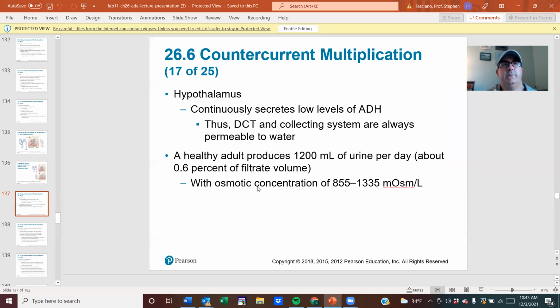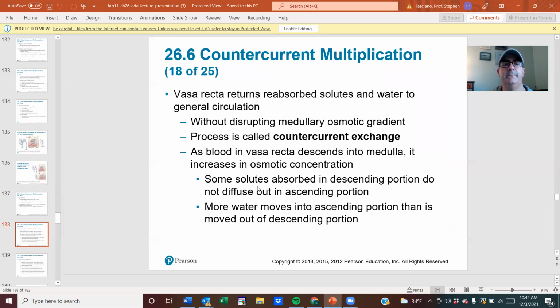So how is this regulated? Well, your hypothalamus secretes low levels of ADH. We know that, which makes the DCT and collecting system always permeable to water. So you always want to hold on to a certain amount of water. You don't want to keep passing that through your urinary system.